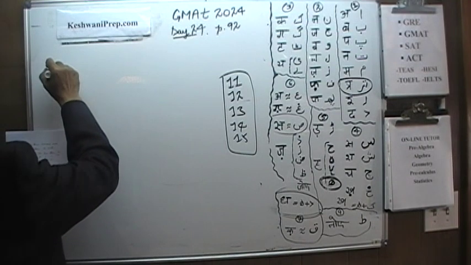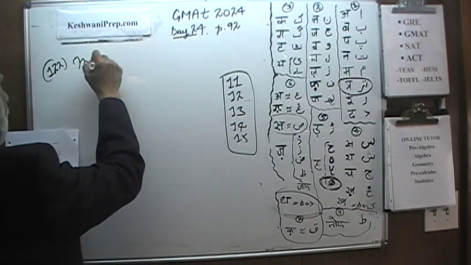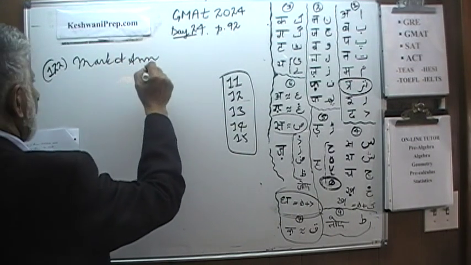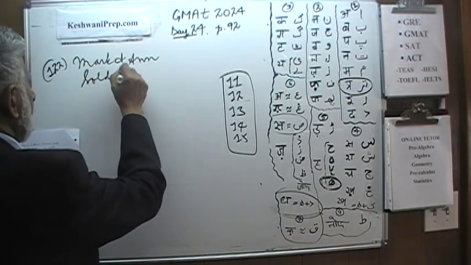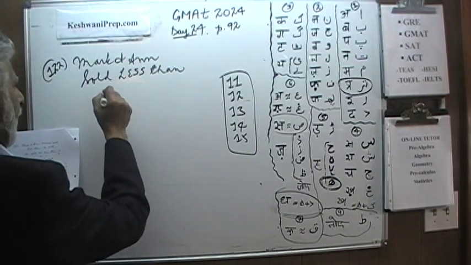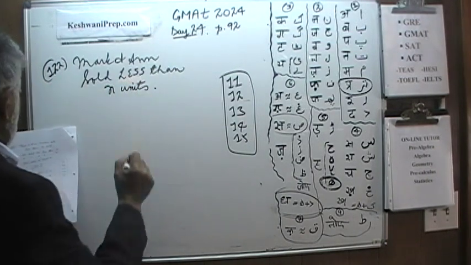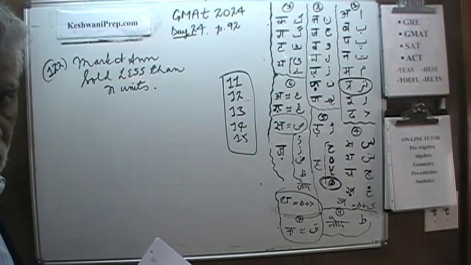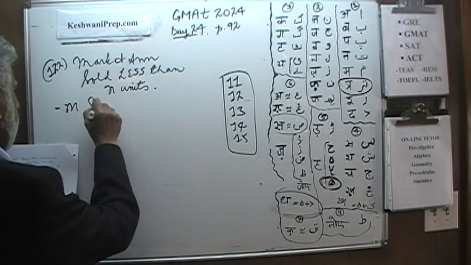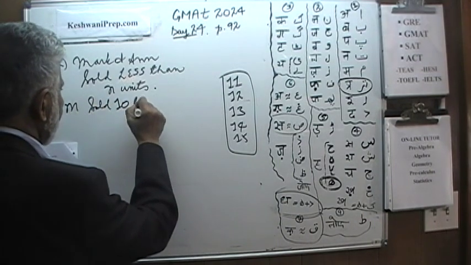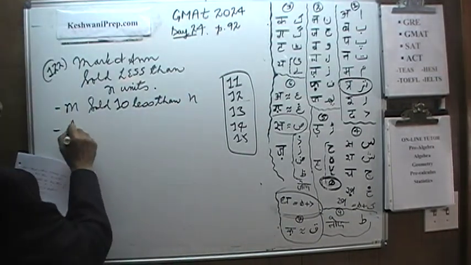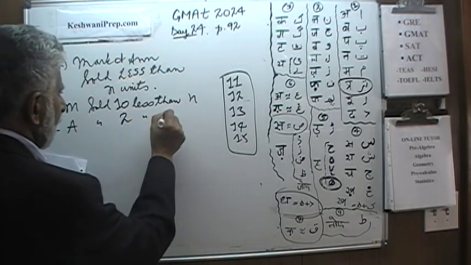The question is, we are told that Mark and Anne sold less than n units. We're not told how many units they sold, but we are told that whatever they sold is less than n. We are further told that Mark sold 10 less than n. We are told that Anne sold 2 less than n.